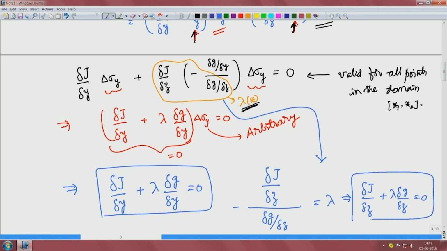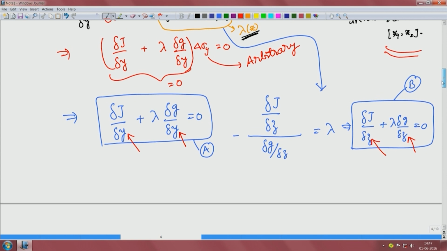Now, if we call this equation A and this equation B, you see these equations A and B are identical in the sense that we have y here, whereas here we have z, otherwise their form is similar. So, when you have two functions, at all points in the domain we should have both of these true, right. That gives us the necessary condition.